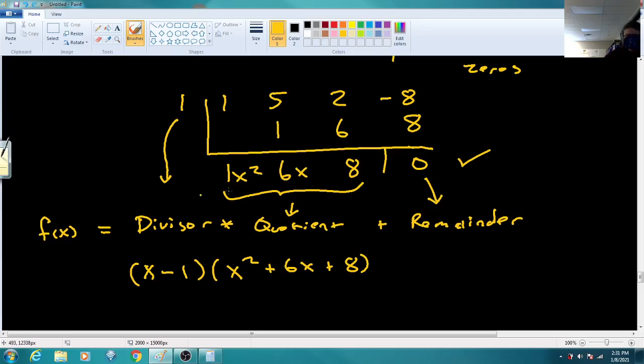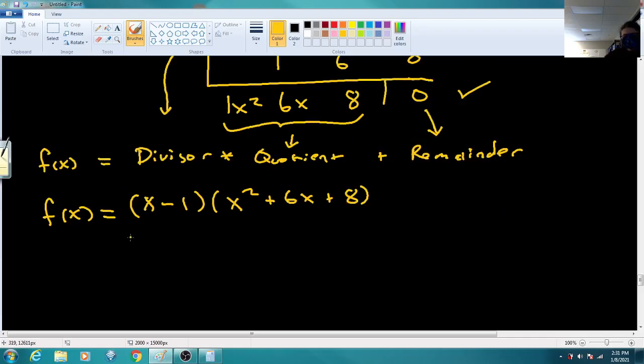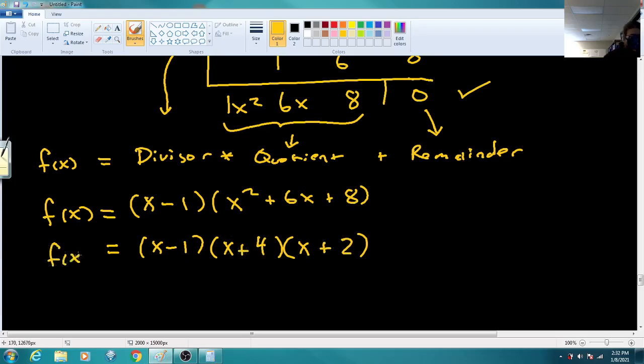So what's happened is our original function f of x that we didn't know much about, we currently have broken up into a degree 1 times a degree 2 polynomial. And you all know a lot of information about how to factor a degree 2 polynomial. So to factor this thing completely, we can factor x squared plus 6x plus 8. I need to think, what are two numbers that multiply to 8 and add up to 6? That would be 4 and 2. And we have our function fully factored.